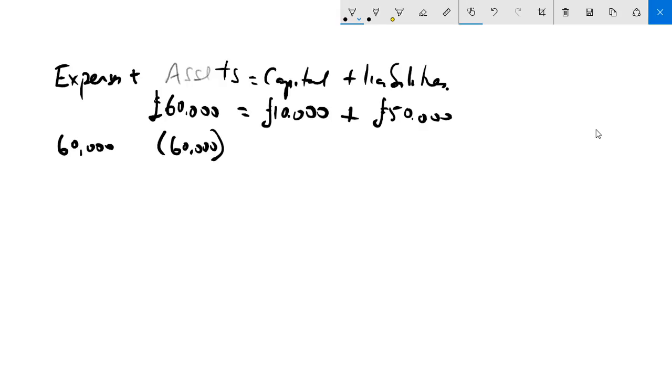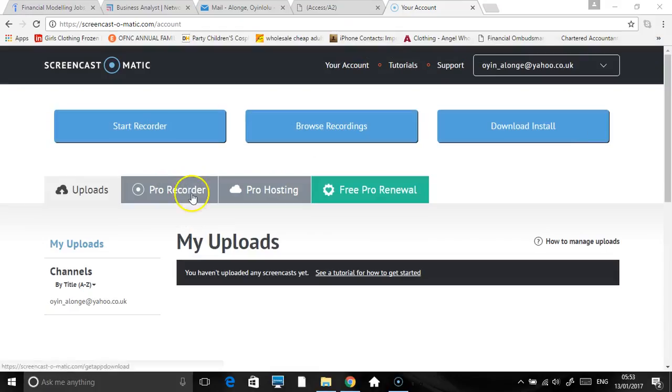If we had bought, say, a car, we would have said, oh, well, £60,000 has gone out of the bank, and then we have this new building. We would call this building an asset, right? But we're not buying a building, because with a building, we're going to keep the building. But we are buying expenses that we intend to sell.